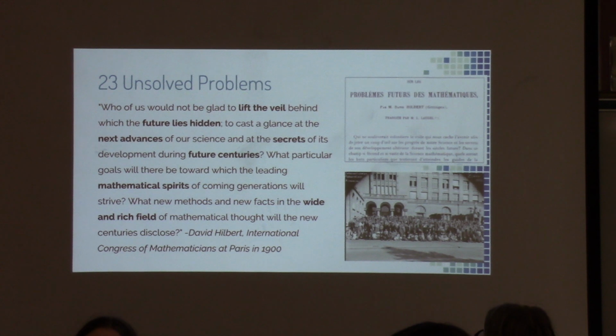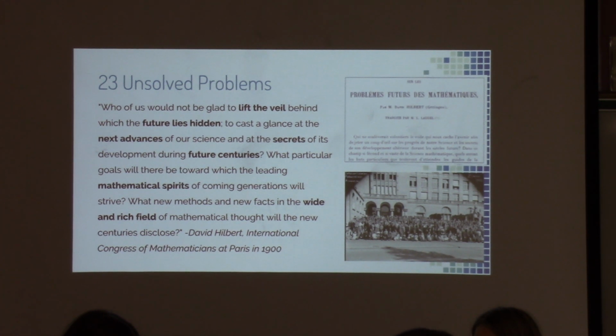But anyway, let's take the very romantic view of things. Hilbert comes to Paris, and he gives a talk in a grand ballroom with tens of thousands of people, and they're all listening and hanging on every word. And he says, "Who of us would not be glad to lift the veil behind which the future lies hidden, to cast a glance at the next advances of our science and at the secrets of its development during future centuries? What particular goals will there be towards which the leading mathematical spirits of coming generations will strive? What new methods and new facts in the wide and rich field of mathematical thought will the new centuries disclose?"